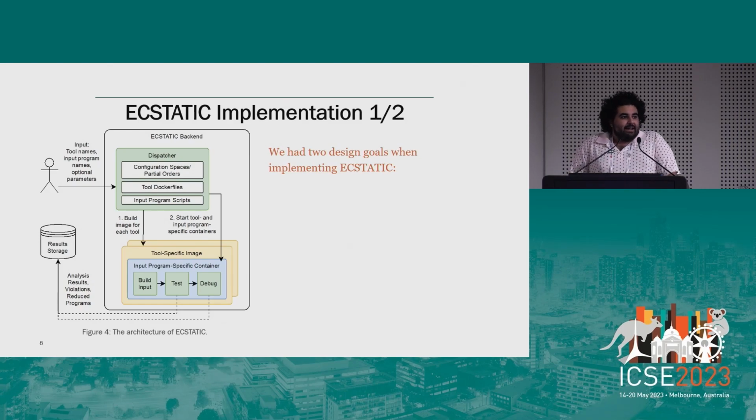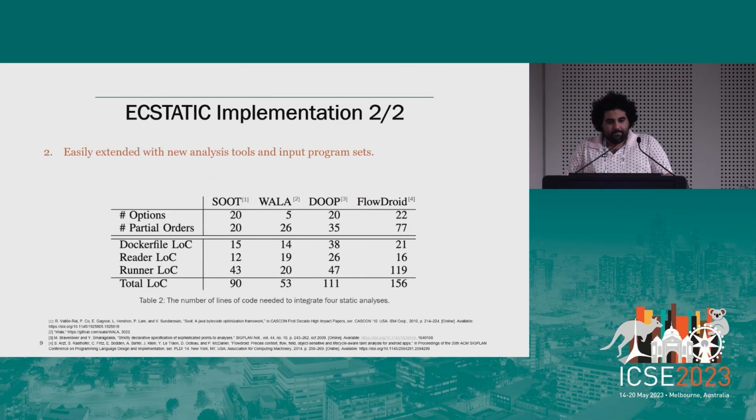When we designed ECSTATIC and implemented it, we had two main goals. First, we wanted to make sure that its results were reproducible. To achieve that, ECSTATIC runs all of its analyses within Docker containers. We have a front end that the user deals with that takes care of all of that, so all of that logic is abstracted away. The second design goal was to make it easily extensible. To achieve that, we defined clear extension interfaces for new tools and new input program sets.